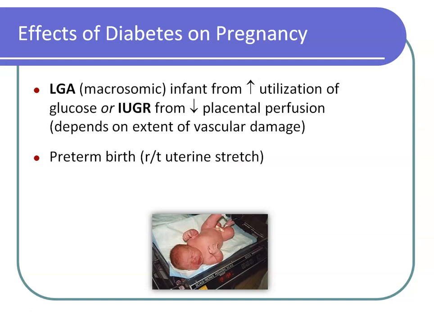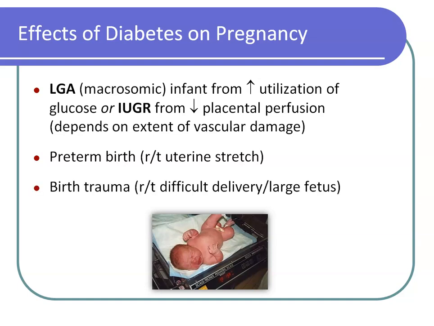And like I said, mom's at risk for preterm labor and he's at risk for preterm birth. It's kind of the same thing related to that uterine stretch. And also because of the hydramnios. If her uterus is stretched because of extra fluid, she could go into early labor. And then birth trauma. So mom's perineum could be injured from a big baby, and the baby himself could be injured. He could have broken bones, he could have nerve damage from a difficult delivery because of his size.